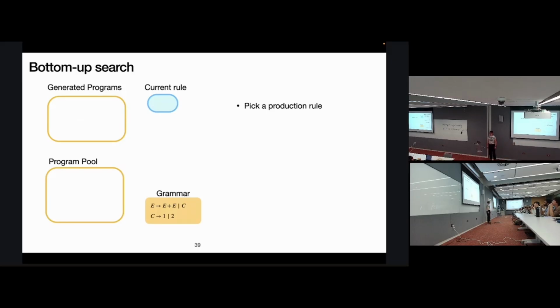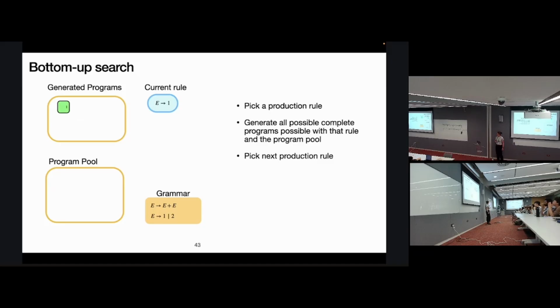For bottom-up search, I am first going to find all of the shortest programs. So what I do is I pick a production rule, and I see if I can get a complete program out of it. So I can. And then I pick the next production rule, and I keep doing this until, oh, this is one where I can't get a complete program out of it. So I've gone through all of the production rules, and I've got all of the complete programs that I can get with just one production rule, and I put these in my big pool of programs.